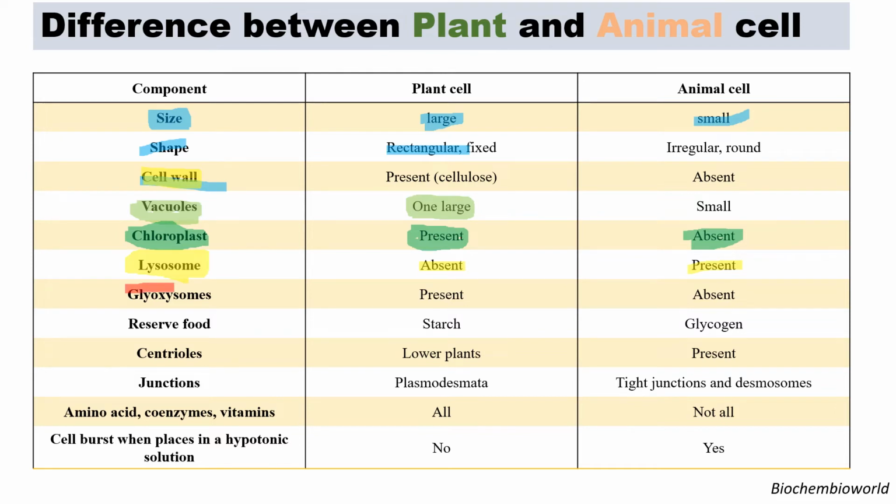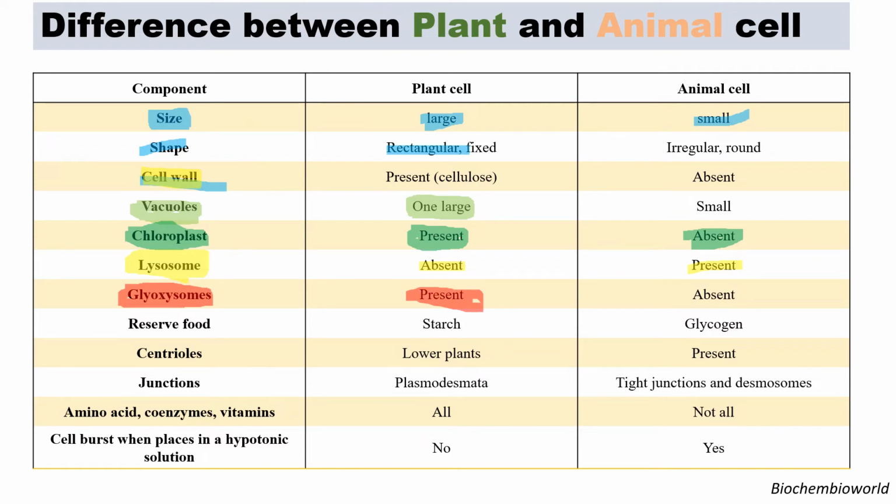Next comes the glyoxysomes. Glyoxysomes are cell organelles in which the glyoxylate cycle keeps functioning. That is, they convert fatty acids into acetyl-CoA. Usually glyoxysomes are only present in plant cells. They are absent in animal cells.